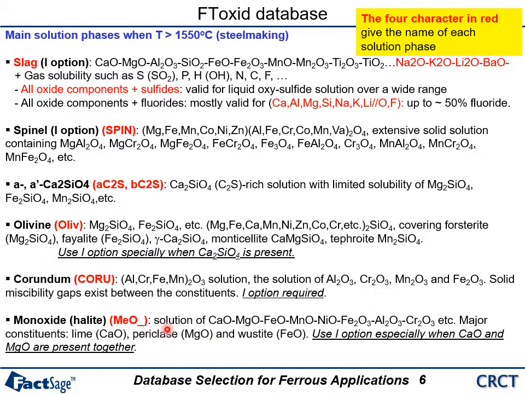phase. And the corundum phase is typically known as the Al2O3 solid solution. However, Al2O3, chromium oxide, Mn2O3, and Fe2O3 all make a kind of solid solution, and this is the so-called corundum solid solution phase. As a refractory, we typically use MgO, mag-carbon refractory, and in many cases we have CaO saturation. All those kinds of MgO, CaO, FeO, MnO, NiO, etc., make the so-called monoxide or halite phase. So we have to use this kind of phase in the thermodynamic calculation as well.